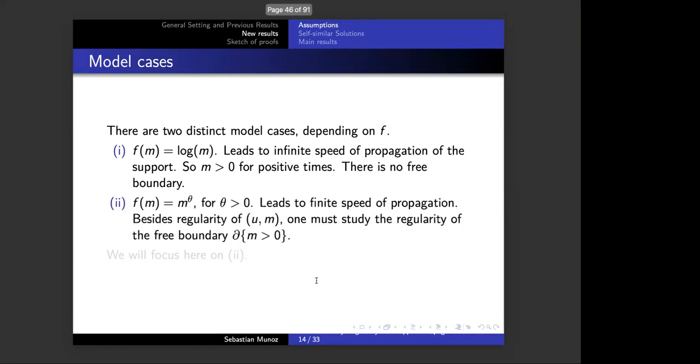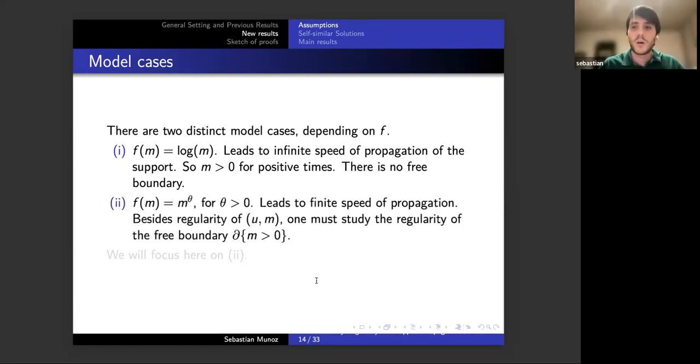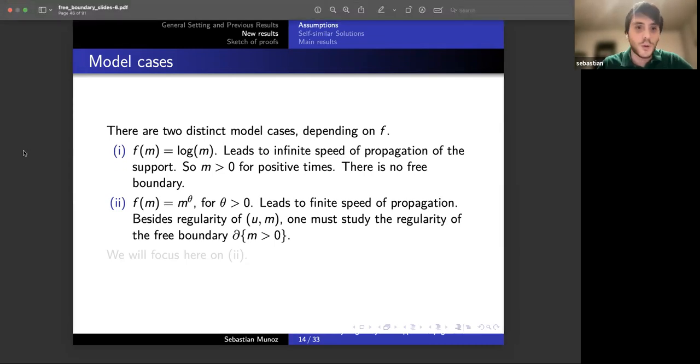So the other situation is where f of m is equal to m to the theta, where theta is positive, so f is like a power. In this case, there is finite speed of propagation. So we have to study not just the regularity of the solution, but also the regularity of the free boundary. And I'm going to focus on this, which I think is the more interesting setting.